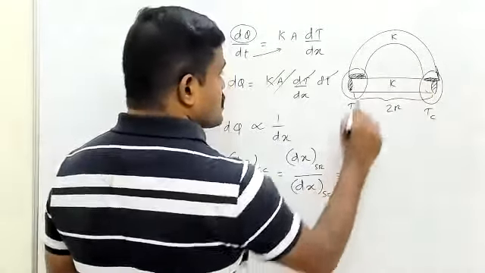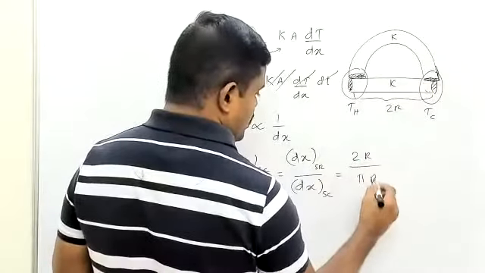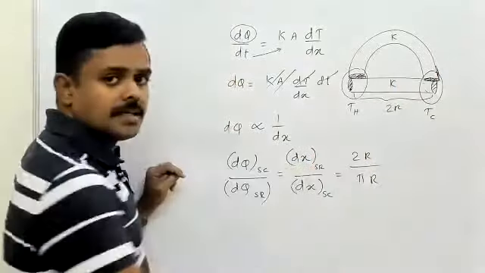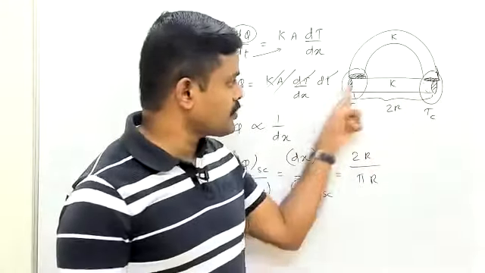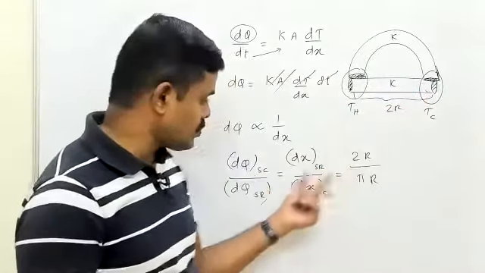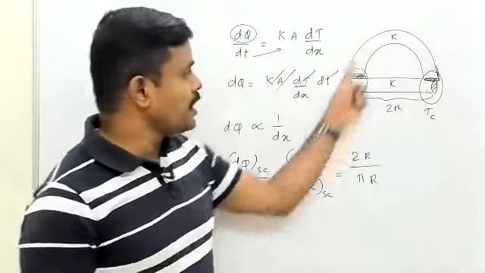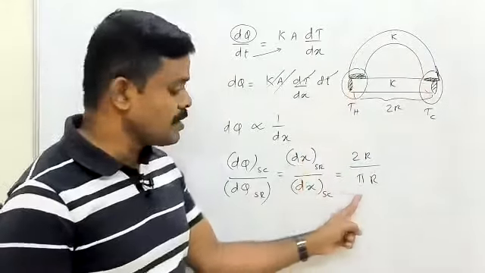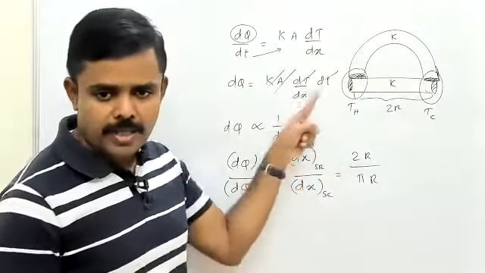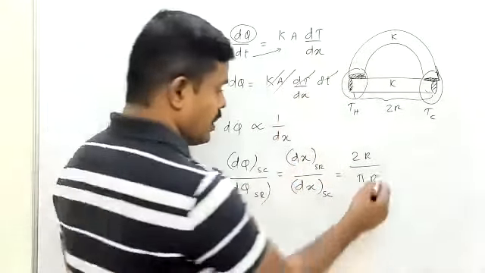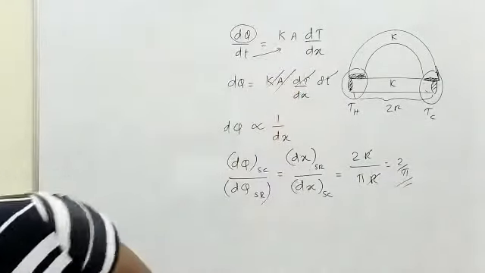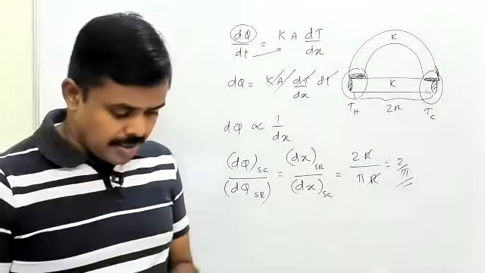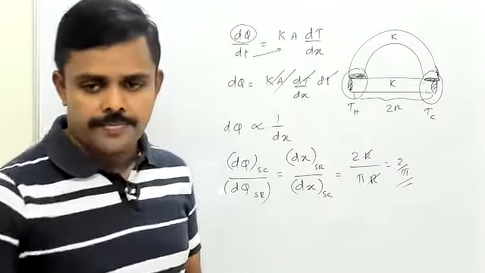Length of semicircle is what? It is pi r. Because for a full circle it is 2 pi r, for a semicircle it is pi r. See, the length of the straight rod is 2 times the radius. So 2 times radius by the length of the semicircle, pi r. R and R are cut, you're getting 2 by pi. So the answer is 2 by pi. 2 by pi is there in the question, option A. Did you understand?